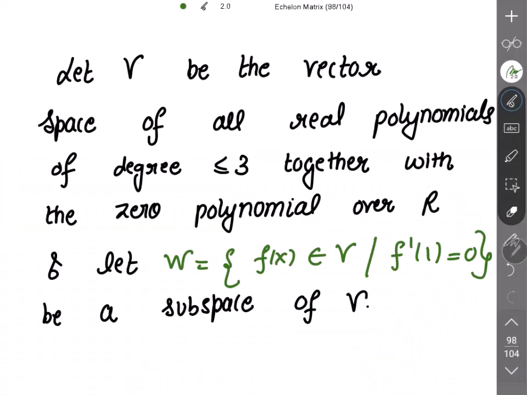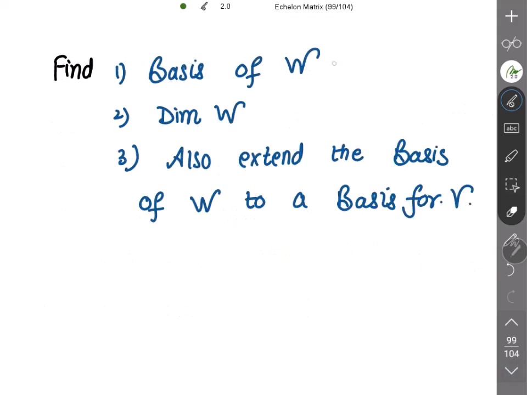Let V be the vector space of all real polynomials of degree less than or equal to 3, together with the zero polynomial, over R. Let W be the subspace of V defined as all those polynomials f belonging to V such that f'(1) equals 0. We need to find a basis of W, the dimension of W, and also extend the basis of W to a basis for V.